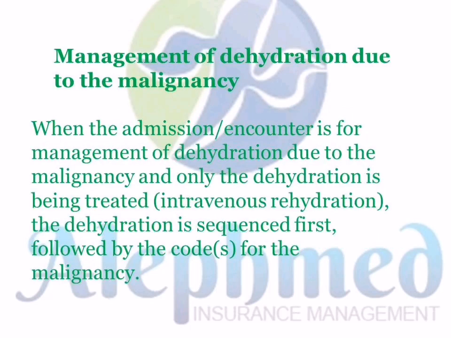Then the third one is management of dehydration due to malignancy. As we all know, there are many treatments going on in the patient's body when there is malignancy, and because of that, there is a much higher chance for the patient to get dehydrated. So in this particular case, when dehydration is there for the patient, we have to code dehydration as a principal code, followed by malignancy. This is the same as the anemia related to chemotherapy and immunotherapy. In this particular case also, we will code the complication, that is dehydration, as a principal diagnosis, followed by malignancy.